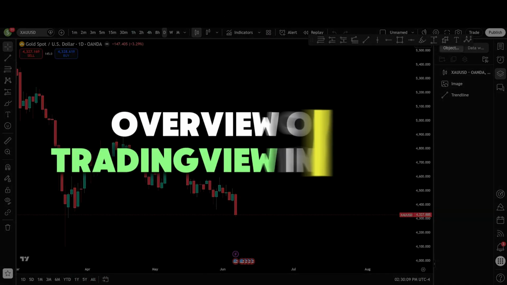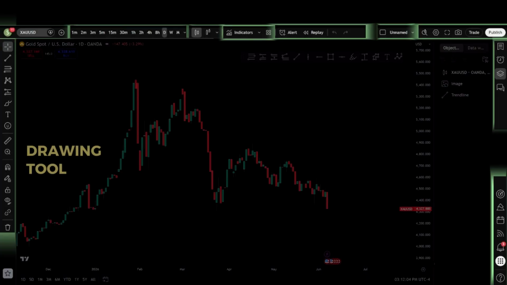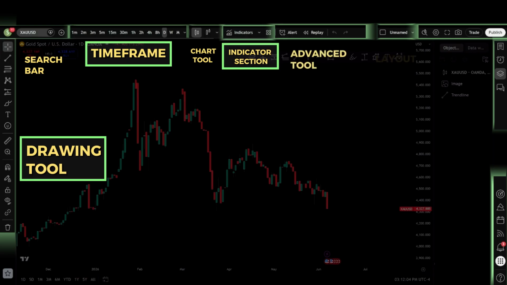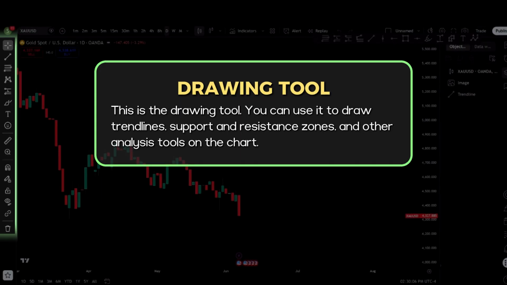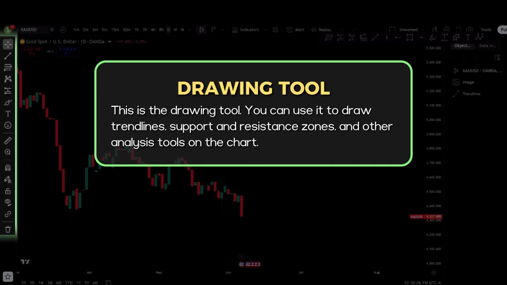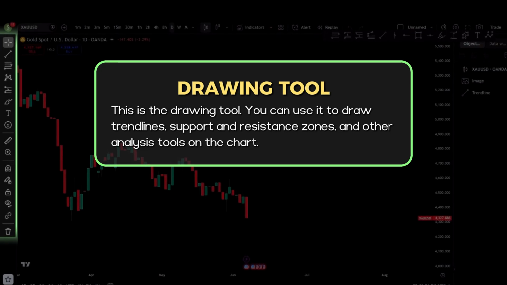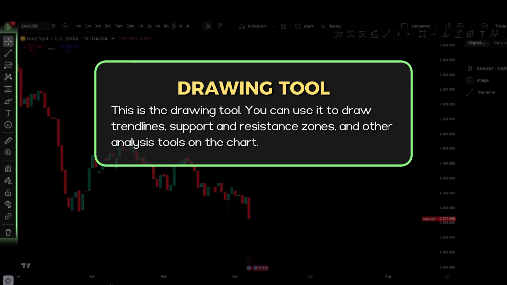Overview of the TradingView interface. Before we start analyzing charts, let's quickly go through the main TradingView interface so you know what each section is used for. This is the drawing toolbar. You can use it to draw trend lines, support and resistance, and mark important areas on the chart.